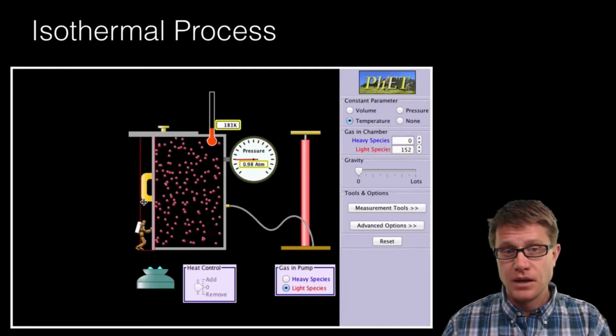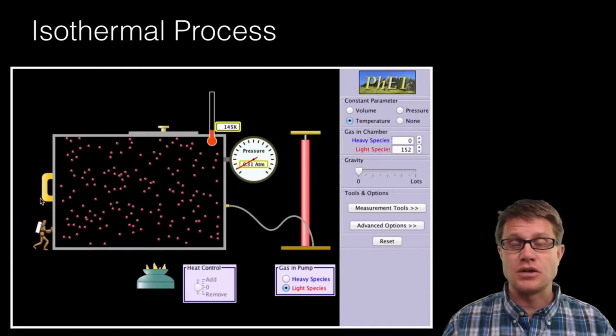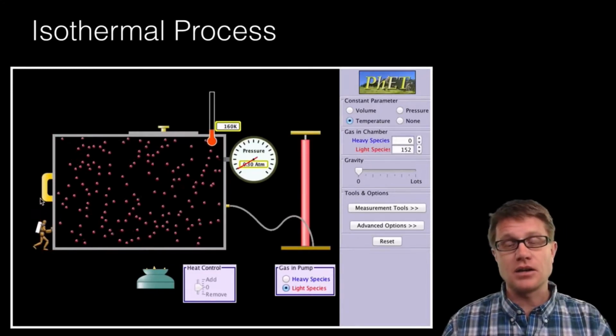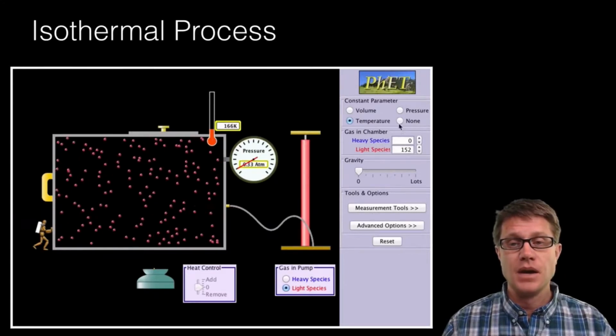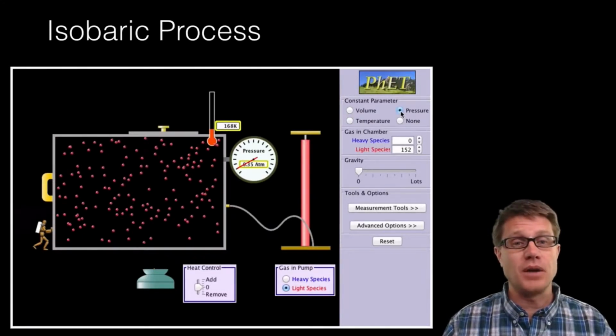It's going up. If I do negative work from the outside, what's going to happen to the pressure? Pressure is going to drop off. And so we're going to get that nice curve on a PV diagram. And then finally, we can look at an isobaric process. In an isobaric process, we're going to keep that pressure the same.